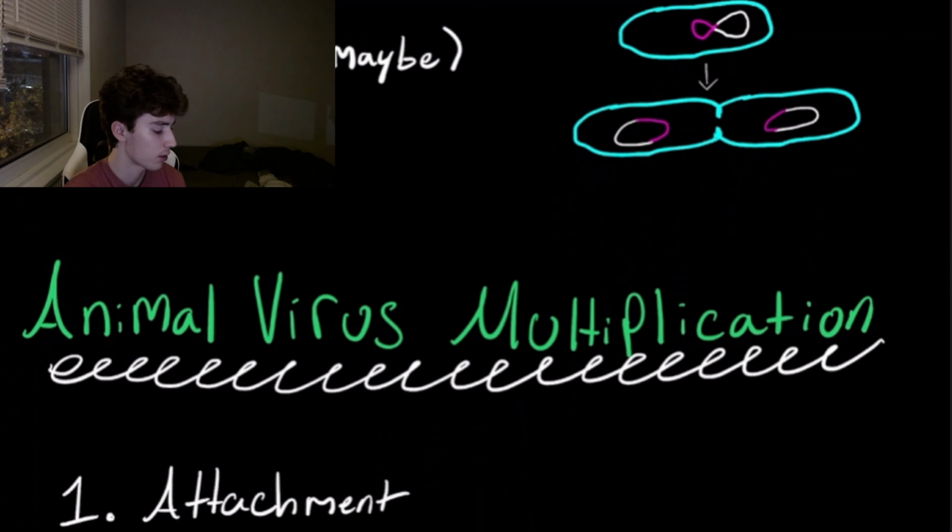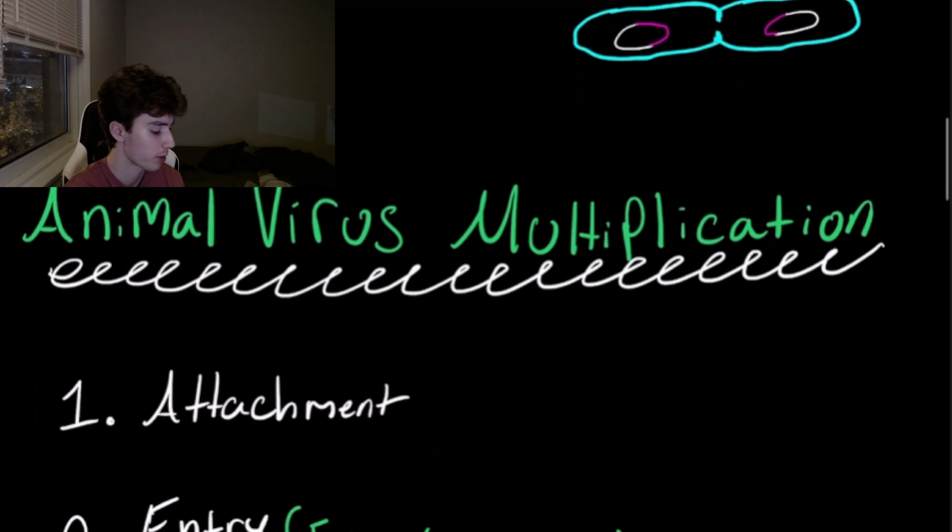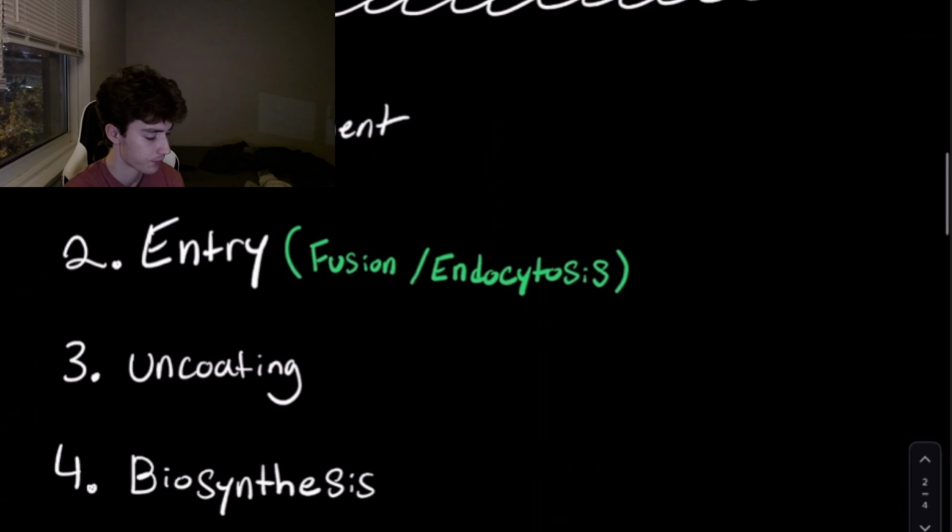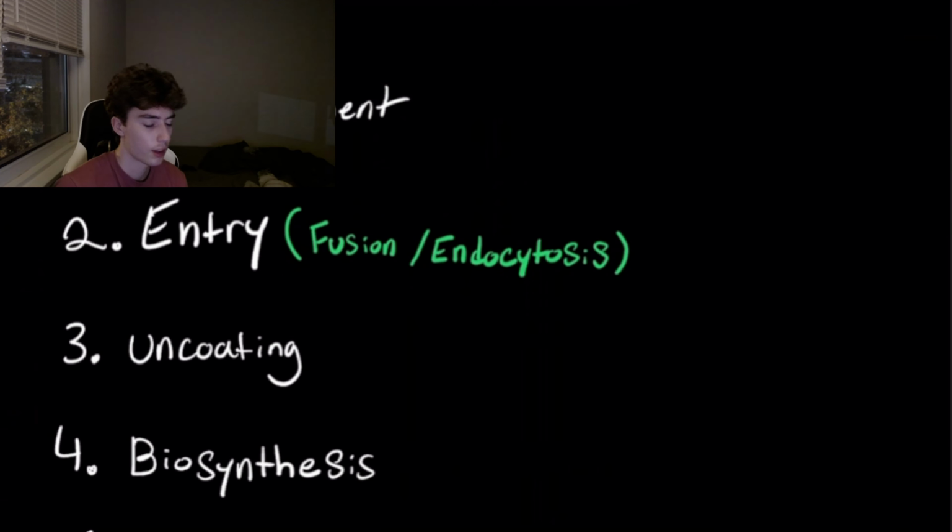But the next thing I want to talk about is how animal viruses multiply. Same kind of idea through attachment, entry, etc. The biggest difference is the entry. So with attachment, the virus will attach to, again, specific receptors on the cell. Entry can happen in one of two ways. It can happen through fusion, which is primarily for enveloped viruses, and then there is endocytosis, which is for non-enveloped viruses.